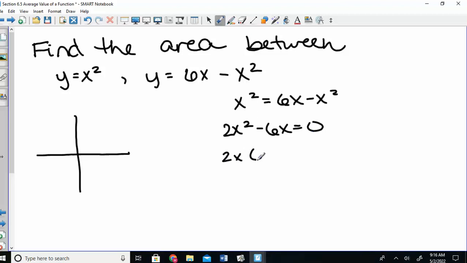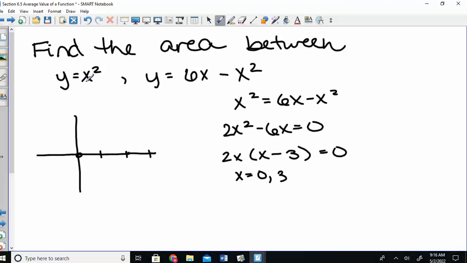I could take out a 2x, leave me with x minus 3. So I get x equals 0 and 3. So those are where the graphs intersect. So really I just need to draw my graph between 0 and 3.